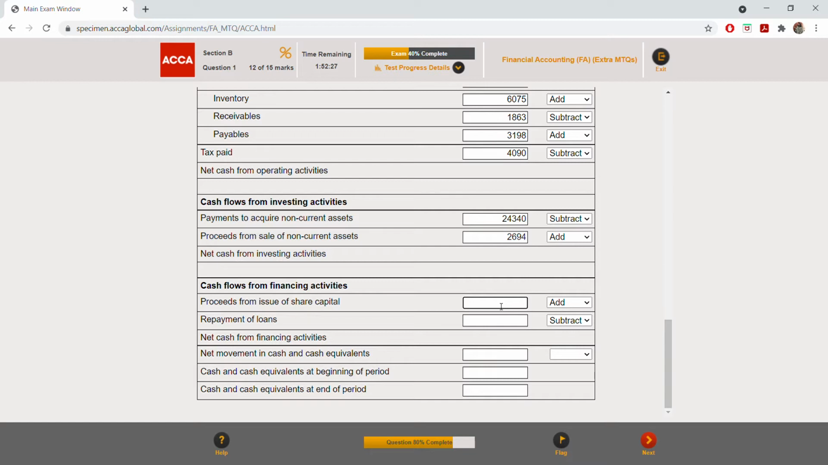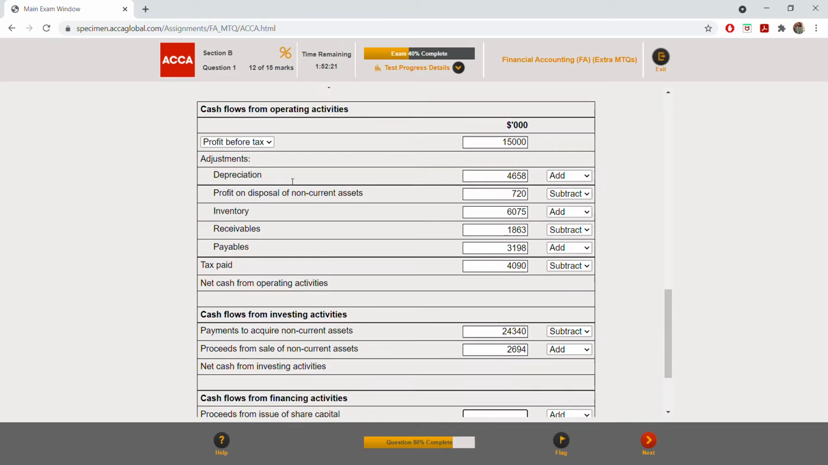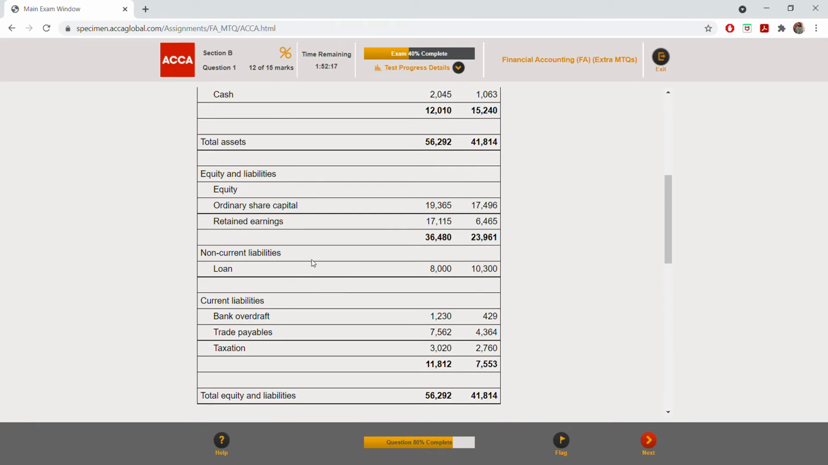So how much is your cash flow? Your share capital. To look at that you need to look at your share capital. If you see your share capital from 17,496 to 19,365, it increased. There's an increase, so it is 1869.